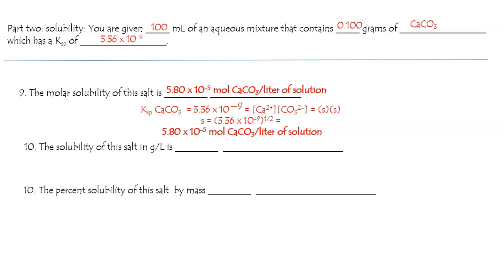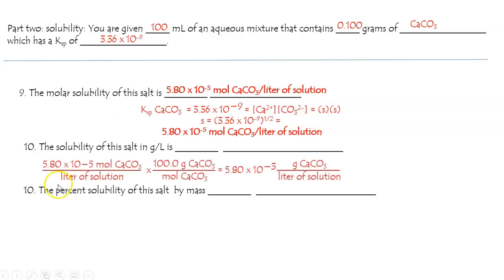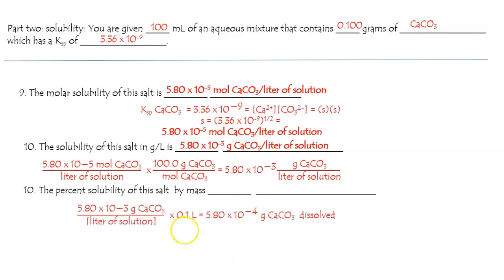In grams per liter, we simply have to convert from moles to grams. So we have that many moles of calcium carbonate, 100 grams is a mole, and so we should have 0.00580 grams of calcium carbonate dissolving per liter of solution. The percent can be determined by taking a look at what's dissolved and comparing it to what's not dissolved. Well, if it's that many grams per liter and we have 1/10 of a liter, that shows that we have about 10 to the minus 4th grams of calcium carbonate consumed, and 0.1 gram is what we started with, so this is only 0.58% soluble.